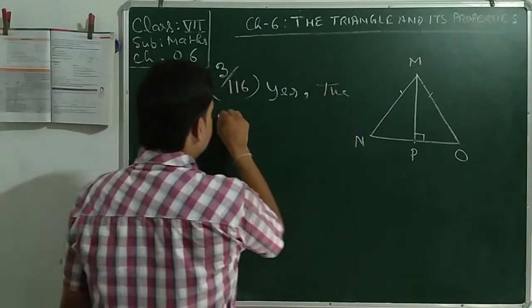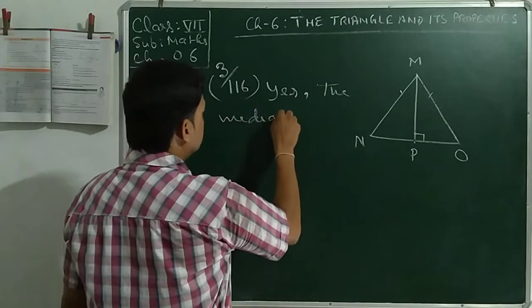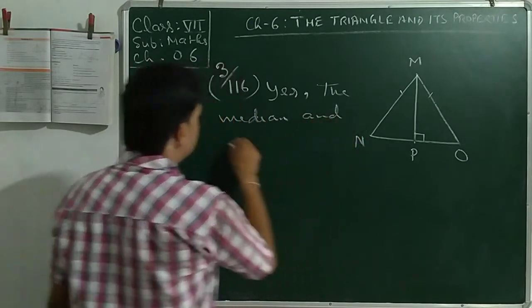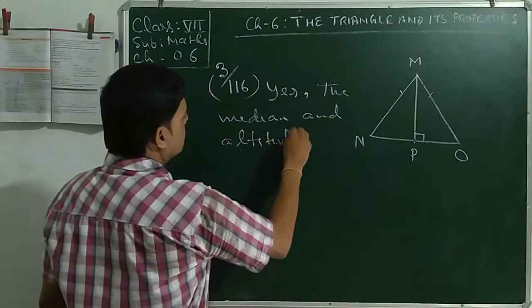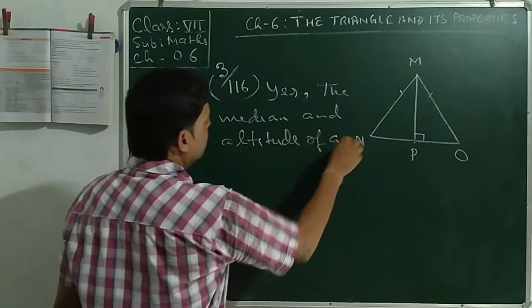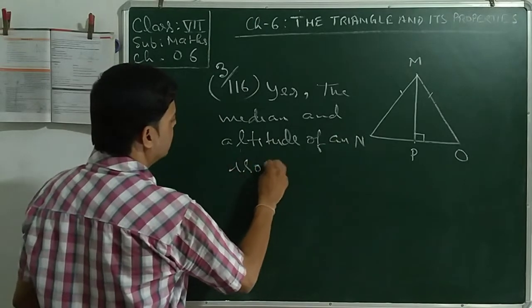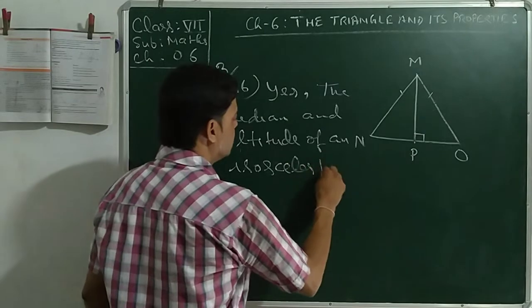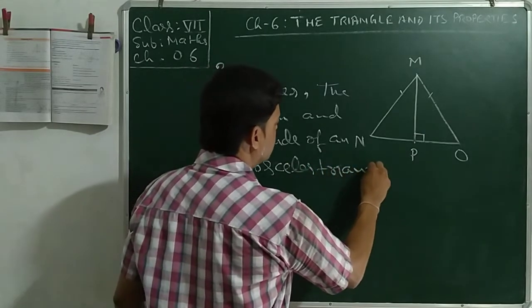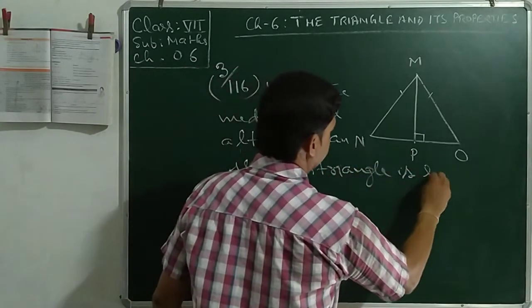The median and altitude of an isosceles triangle is same.